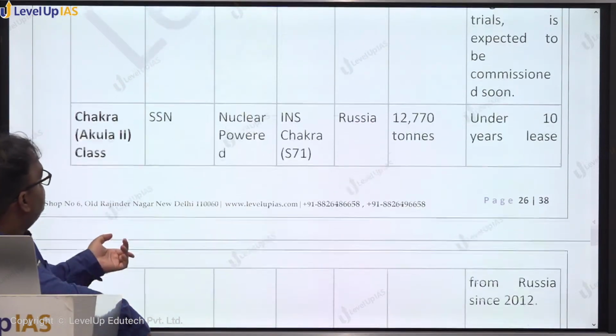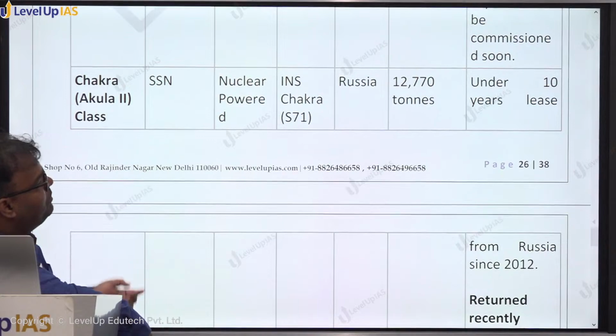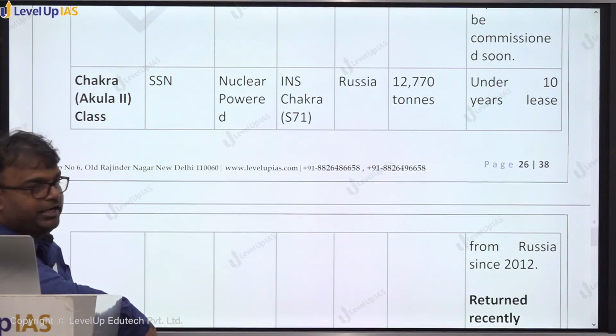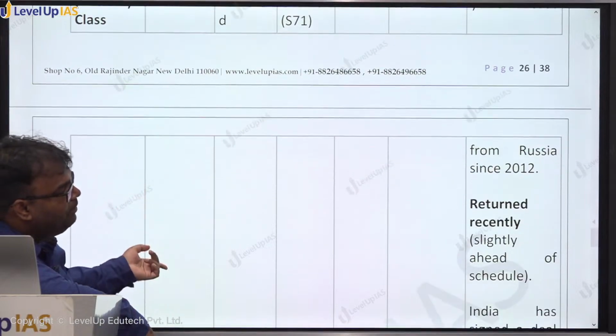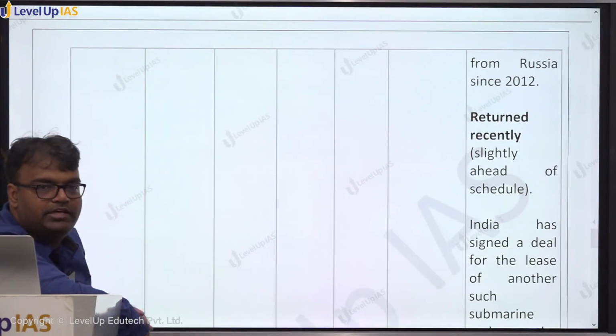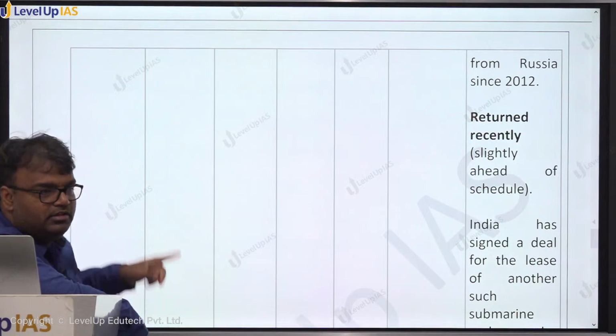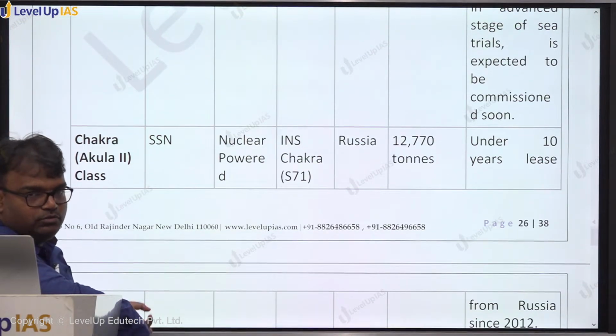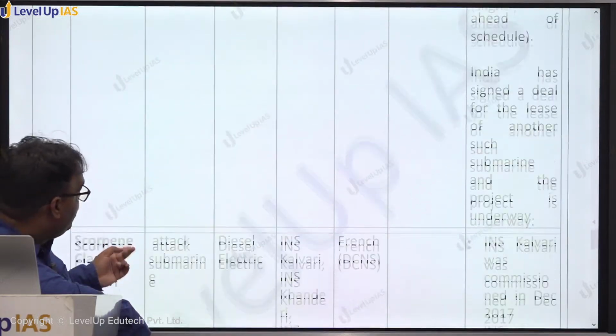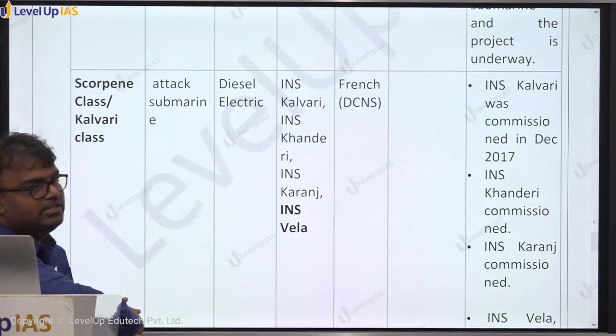Then there are other important submarines, Chakra and Akula class submarine which we have taken from Russia. It is also nuclear powered. It was under 10 years of lease, but हमने उसे 10 year lease खत्म होने से पहले ही return कर दिया था. What was this? Chakra. It was also nuclear powered, but now we are having a lot of Scorpion class submarines.